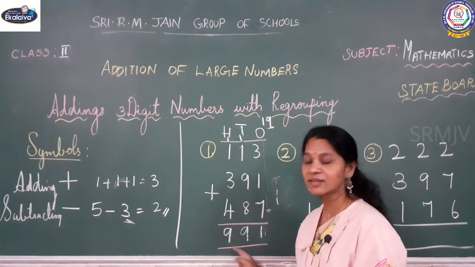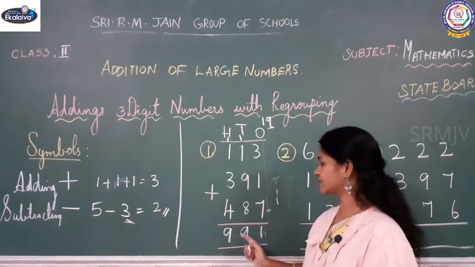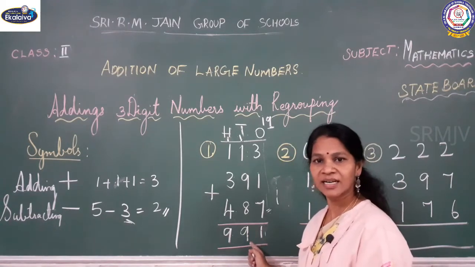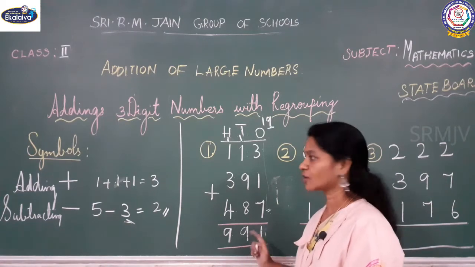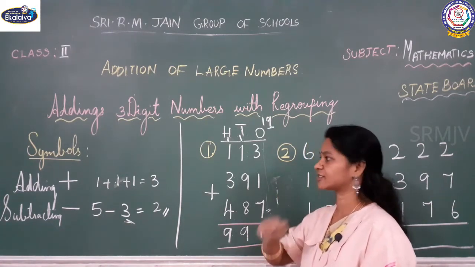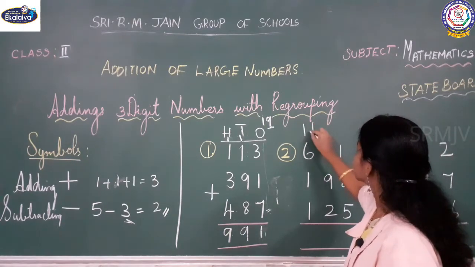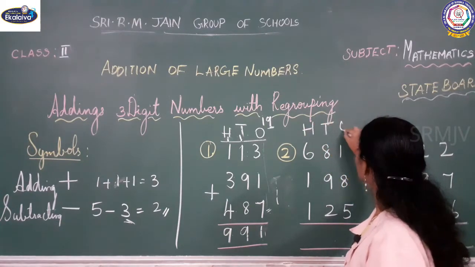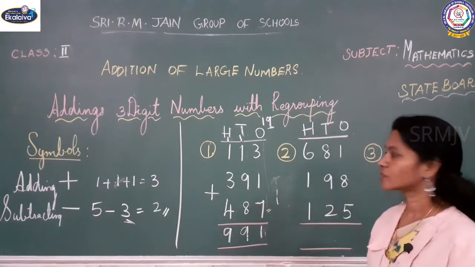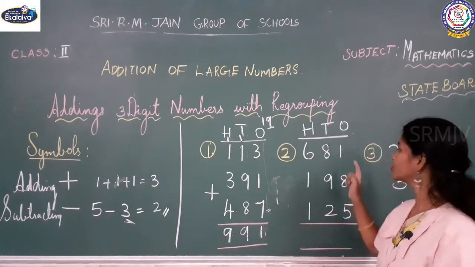991. 991. Yes. Is it correct? Okay, let's go to the next sum. See, again we have to write the place. Okay. Again, we are going to add this.